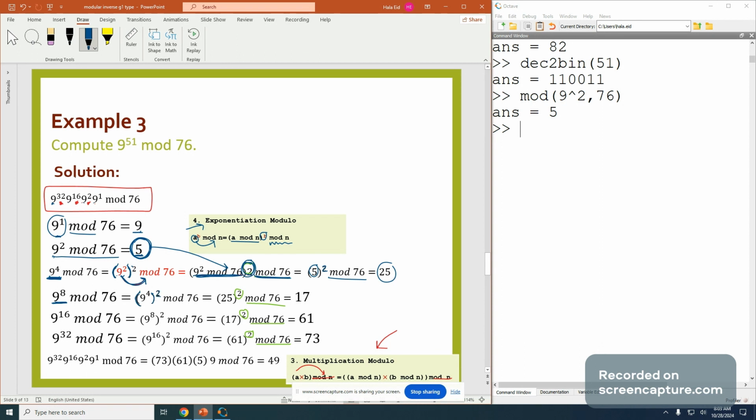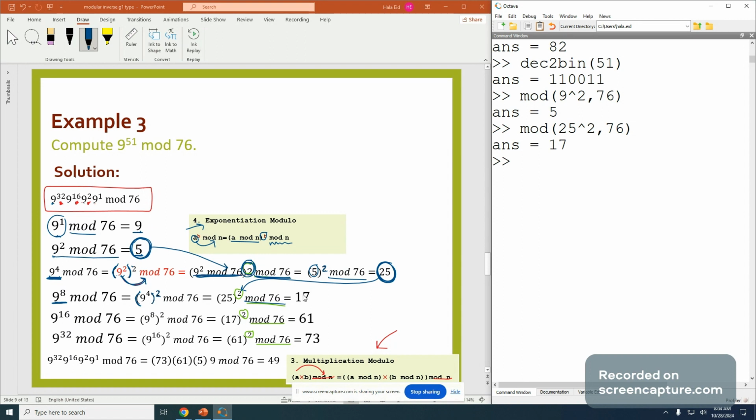Now how do we get the answer for this? We said I just take the answer from the previous step, square it, and then find the mod. That's what we're going to be doing here. Each time I'm just going to take the answer from the previous step and square it mod 76. So this is 25, squared, and then mod 76. So what do we get? We get 17.